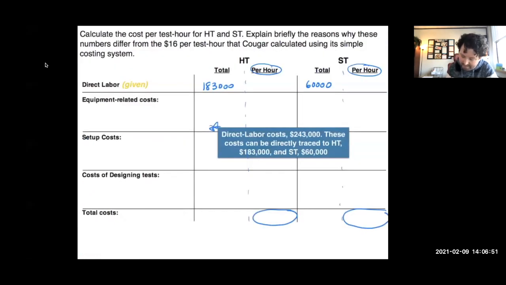So I'm going to write this in so I don't forget it. 50,000 test hours and stress test uses 30,000 test hours. That was given to us. Now remember, I want it on a per hour basis. So to get that, I would take the 183 and divide it by the 50,000 test hours, and that would give me that on a per hour basis. I'll take over here the 60,000, divide it by the 30,000 hours, and that one I can do in my head. That's $2 per test hour.